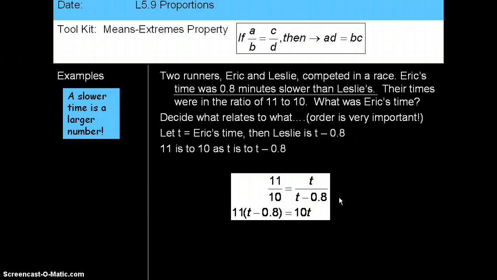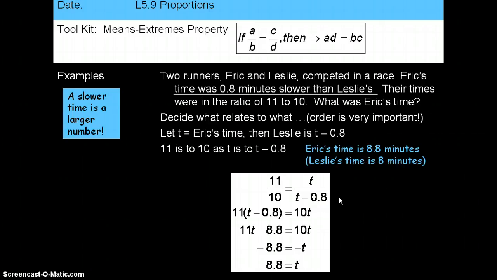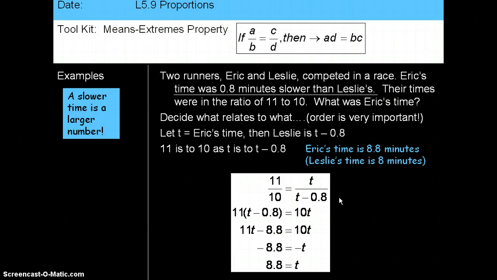There isn't a very obvious relationship here. Use our distributive property to multiply out. We would add negative 11t to both sides, finding out that negative 8.8 is equal to negative t. If we divide by the coefficient here of negative 1, we find out that 8.8 is equal to t. So Eric's time is 8.8 minutes, meaning Leslie's time is 8 minutes. That's everything for 5.9.